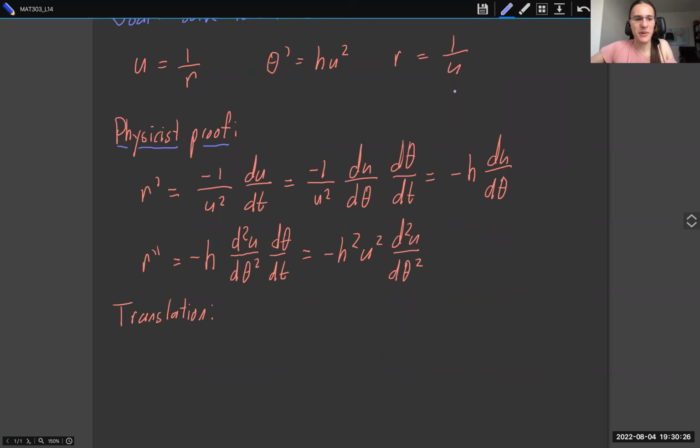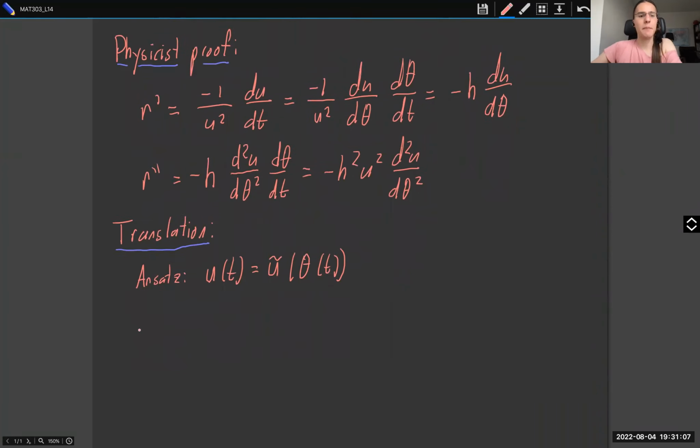So the translation is going to be this. We are going to assume an ansatz. And by the way, this is the argument that's written in the book. It is, yeah. So the ansatz is going to be that u, which is a function of time, can be written as u tilde, which is a function of theta of t. So this is actually an ansatz that says that u can actually just be expressed as a function of theta, but theta is still a function of time, right?